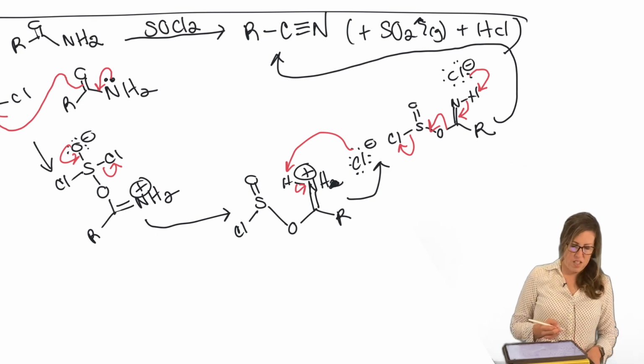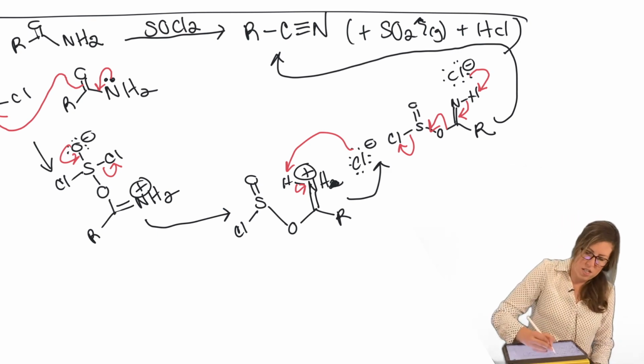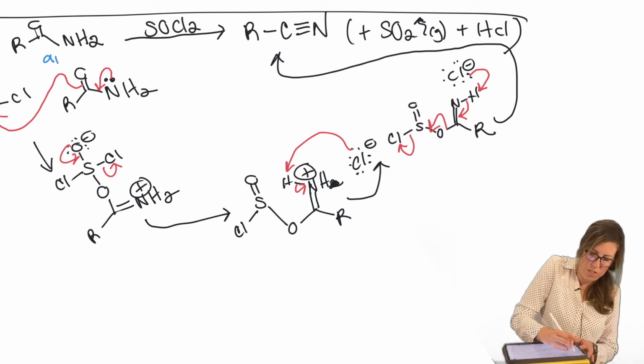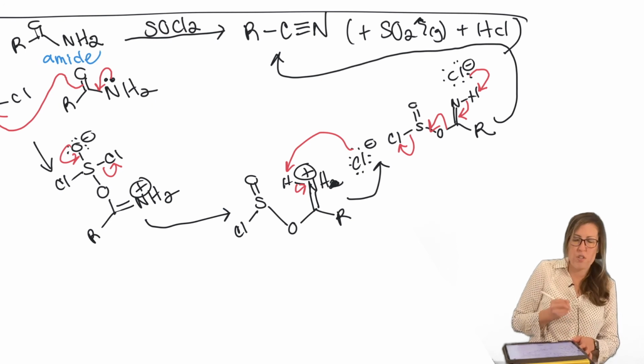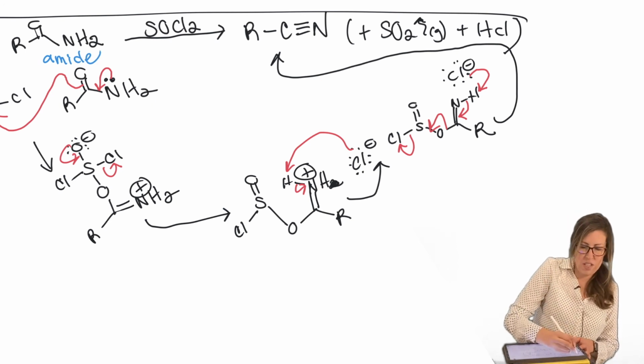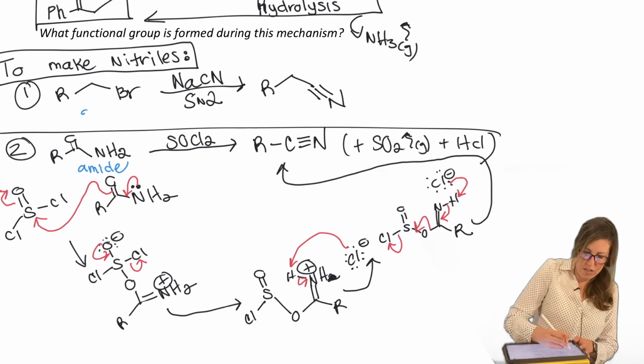Okay, so very interesting method. So in other words, take a step back. What did we do all this for? We wanted to know how to make a nitrile. We can make a nitrile from an amide or from an alkyl halide.